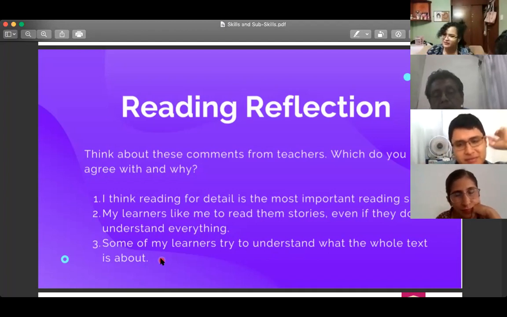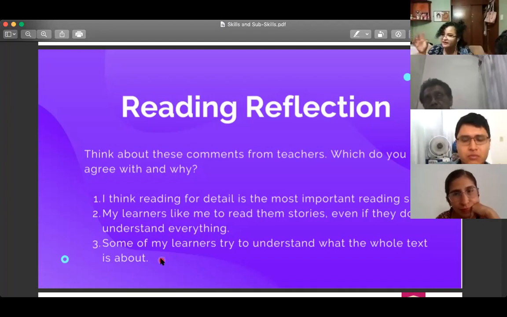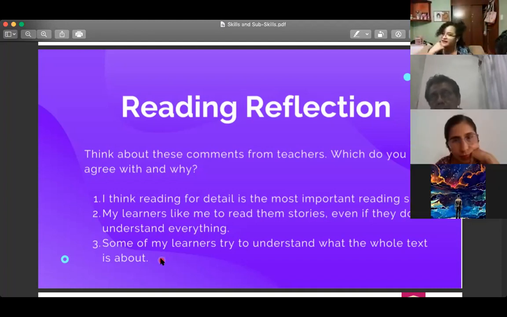Yes. Some of my students only focus on the activities of the book. Some of my students concentrate on the book's activities, and that's it. They don't care about the whole text. Do you think that's good for them?